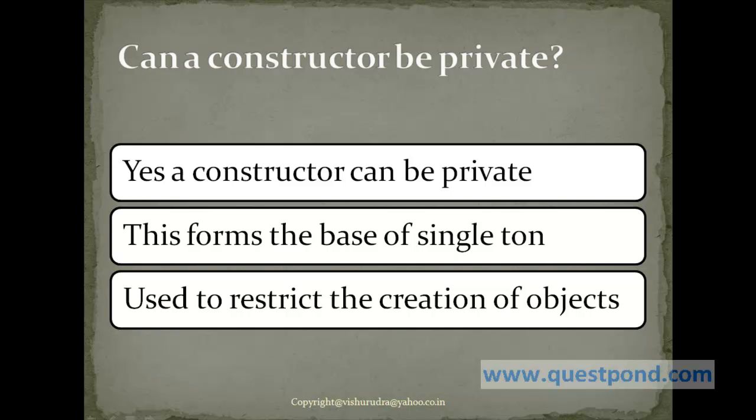An object is said to be heavy in case it occupies a lot of resources. So creation of objects should not be done at very much ease, and we want to restrict the end users from creating many objects of the same type, so we can make the constructor private. This forms the backbone for a pattern with name singleton.